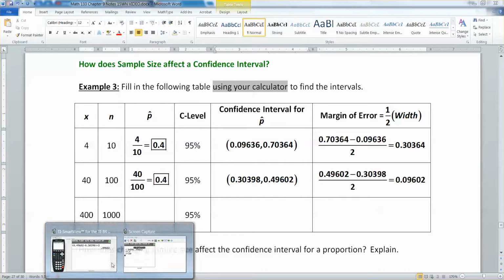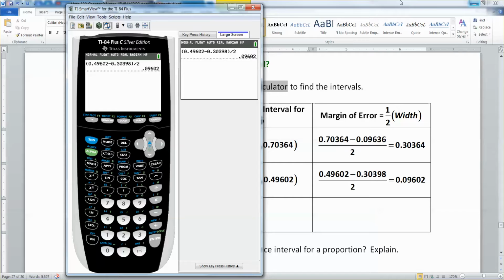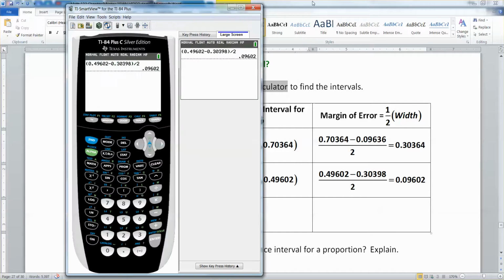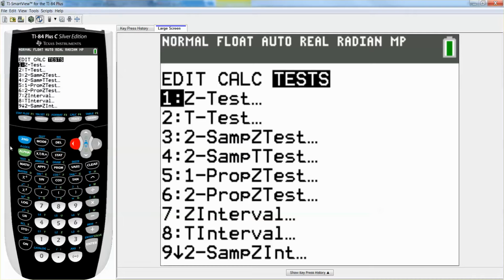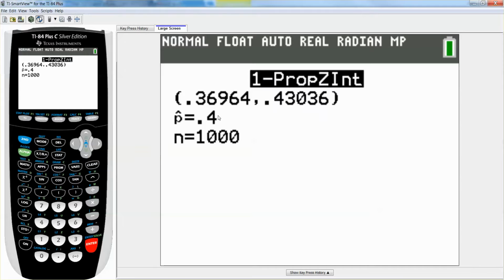All right, now let's do it again. 40 out of 400, excuse me, 400 out of 1,000. So same idea. I go back to stat, move to tests. Alpha A is the one I want. That's the 1-PropZInt. I'm going to do 400 out of 1,000. Still leave it at 95% and calculate.